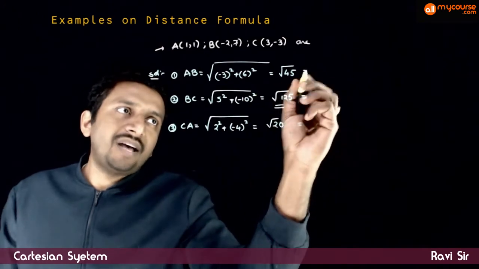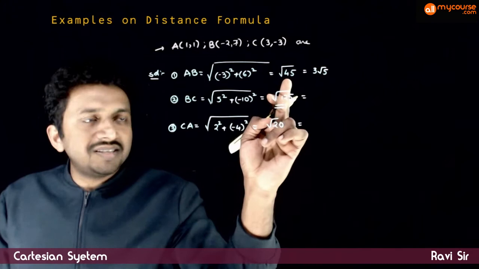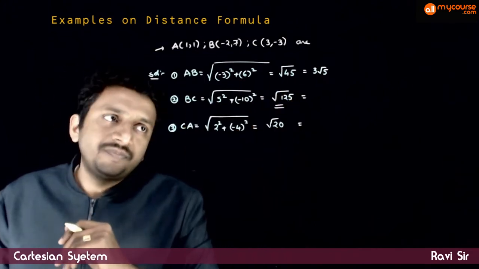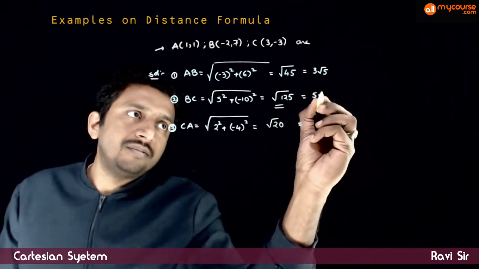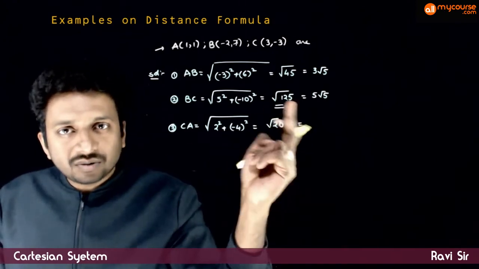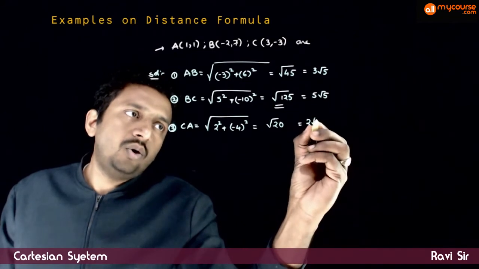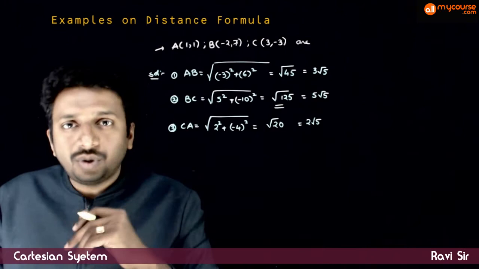So root 45 can be written as 3 root 5, right? Because this is 9 5s are 45. So 9 comes out of the square root as 3. So 125 is nothing but 5 root 5. This is 25 into 5. So 5 comes out. Root 20 is 2 root 5. That is 4 into 5. So 2 root 5.